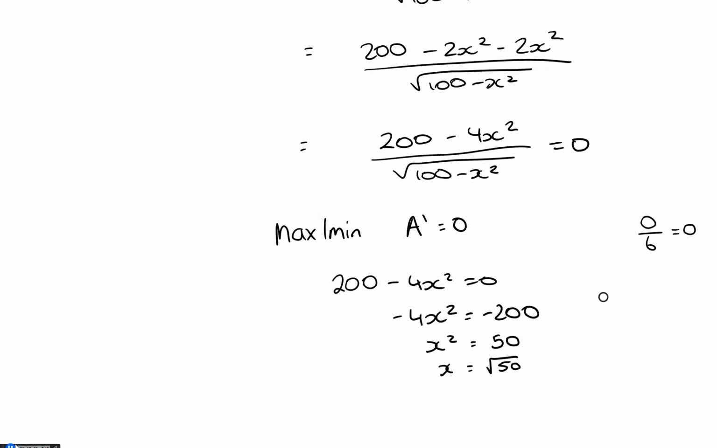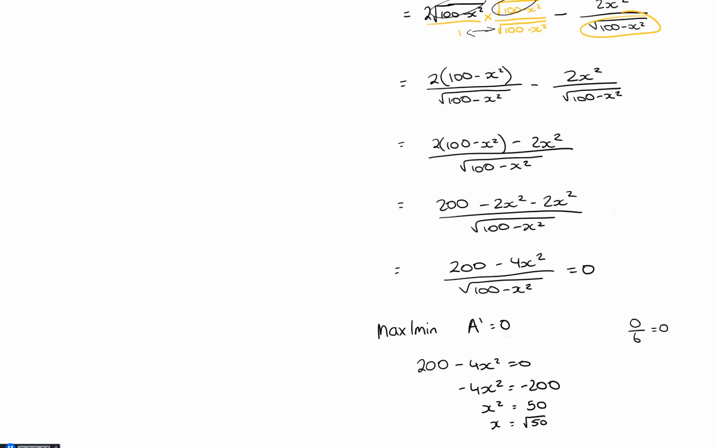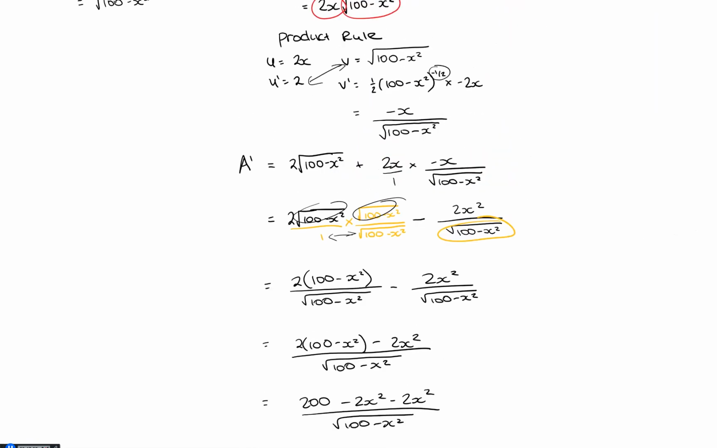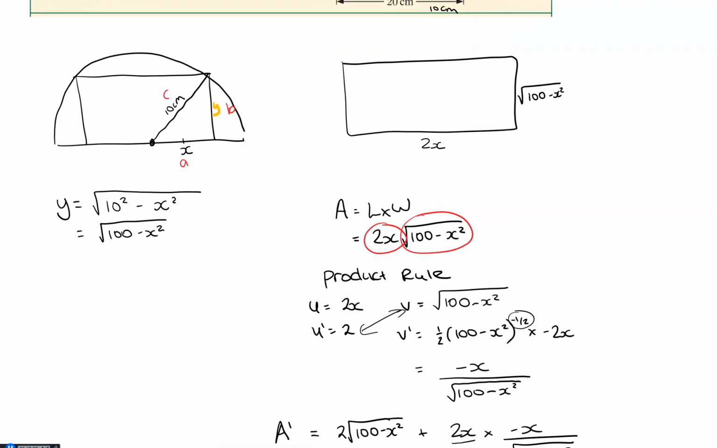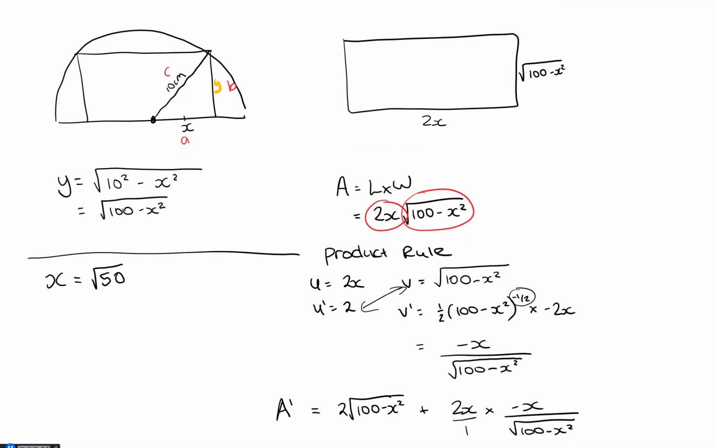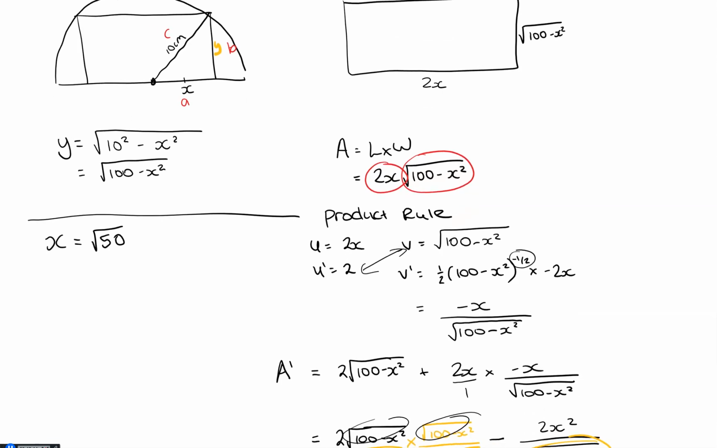as our answer. So let's go back up and see what this is in the context of the problem. Okay, we're back up here. So we were looking for the maximum rectangle, and what we found out is that this was when x equals root 50. However, we haven't really proven whether that's a maximum. What if that's when the rectangle is at its smallest? So what we need to do is a sign diagram.